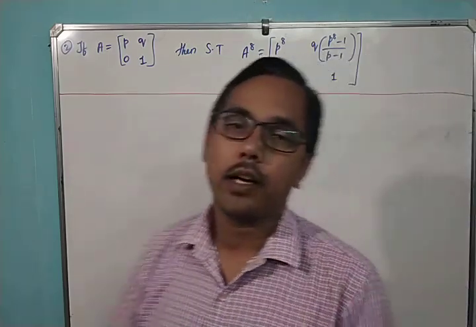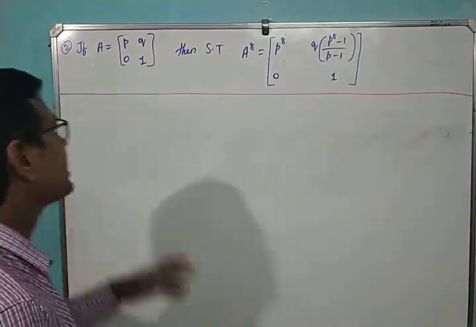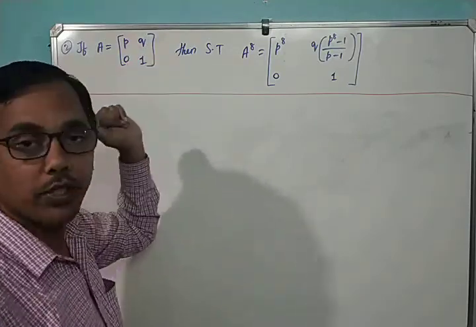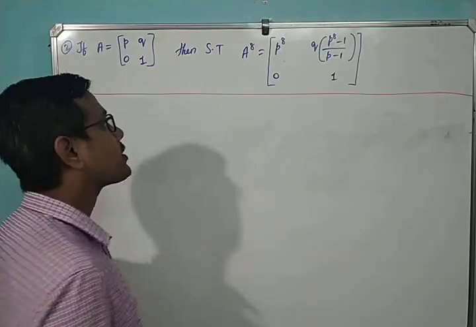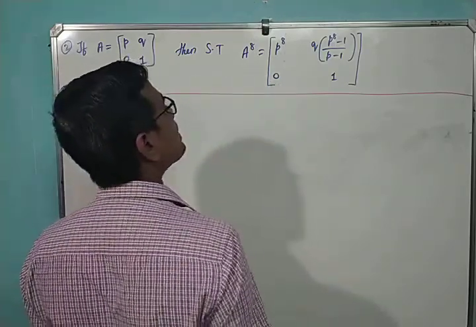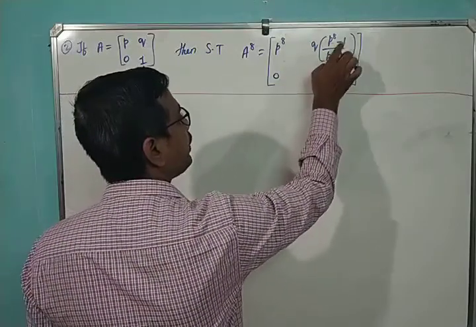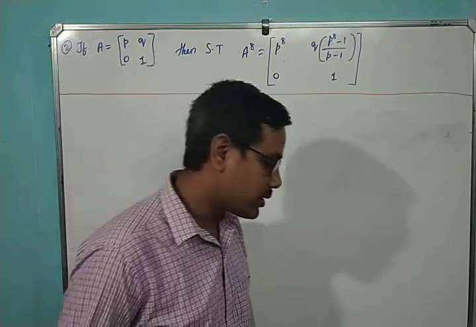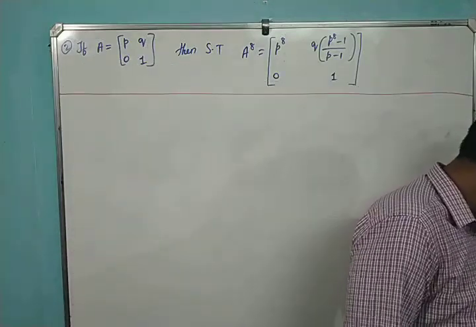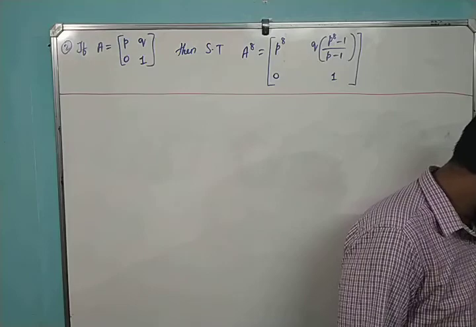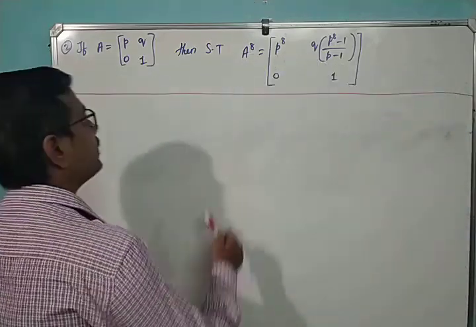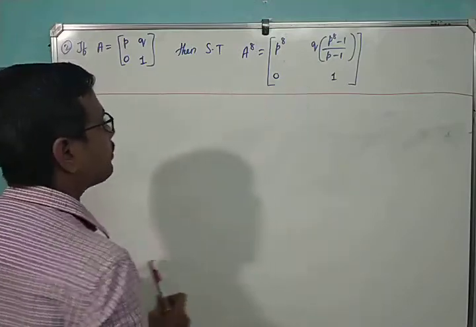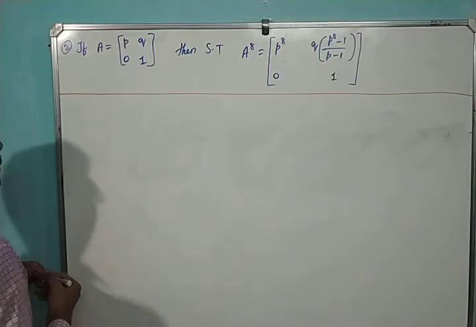So friends, I hope you have understood that first problem. Let's see this second one. So they have given if A is equal to a 2 cross 2 matrix, that is P, Q, 0 and 1, then we are asked to show that A to the power 8 is P power 8, Q into P power 8 minus 1 by P minus 1, 0, 1. Here there are no options, right? So here we need to prove it. So we need to prove that this particular matrix, if it exists, then A to the power 8 will be this one, right? So let's see how it can be solved.